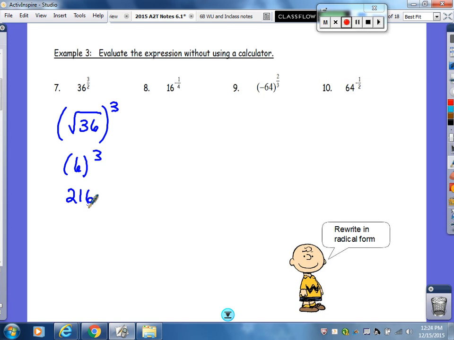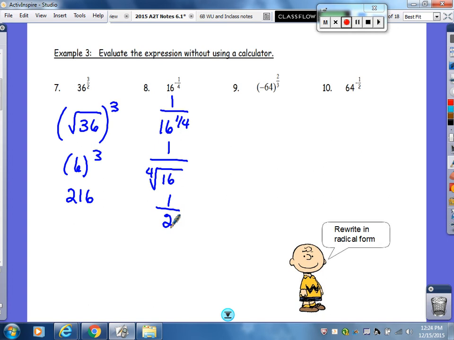Number 8. Be careful with negative exponents. That means this is going to be 1 over 16 to the 1/4, and then we can go 1 over the 4th root of 16. Now we're doing the principal root. This is not in an equation, so I do not need a plus or minus. The 4th root of 16 is 2.